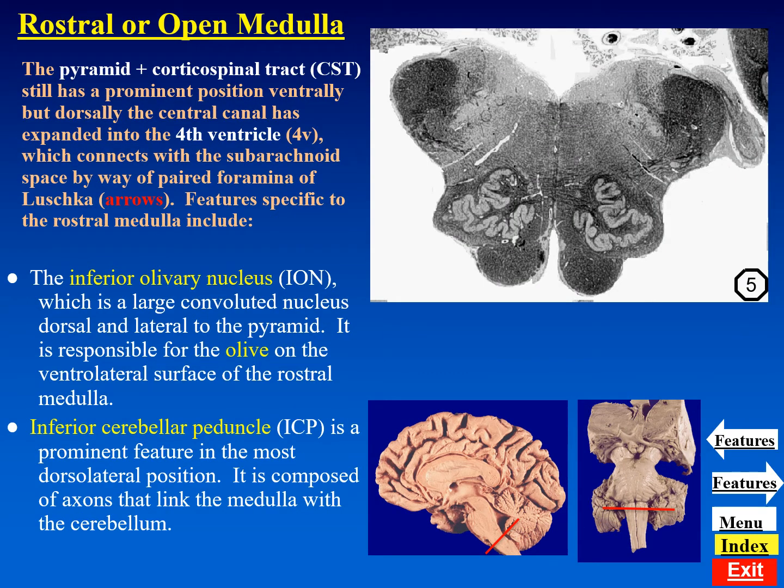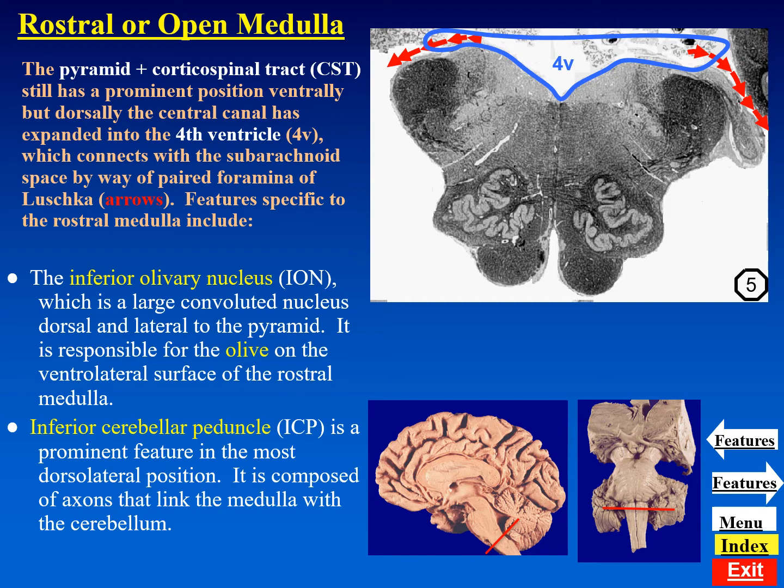The central canal that we saw in the caudal medulla now opens up into a large space known as the 4th ventricle. This is the reason for the term open medulla. The 4th ventricle can be seen extending laterally through 2 openings known as the foramina of Luschka and communicating with the subarachnoid space. This is the course that the cerebrospinal fluid takes in order to get into the subarachnoid space.